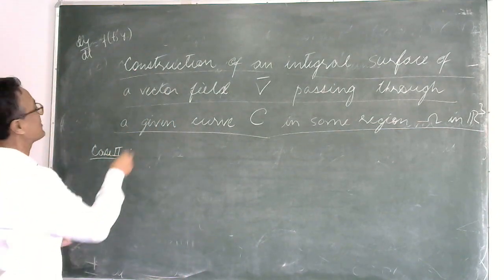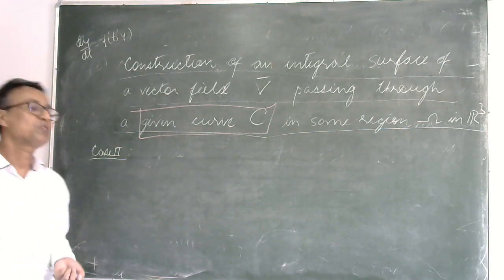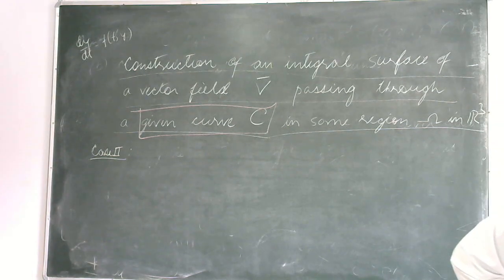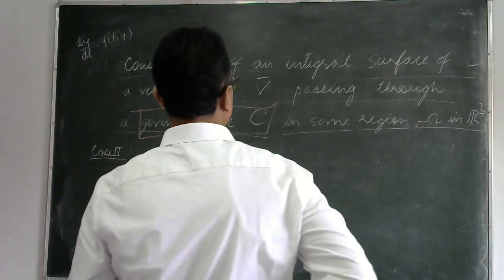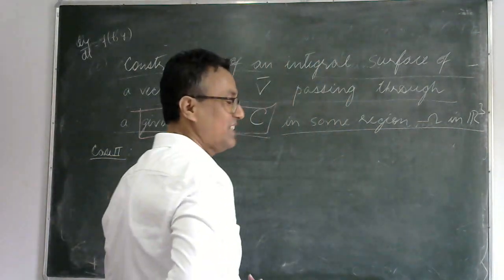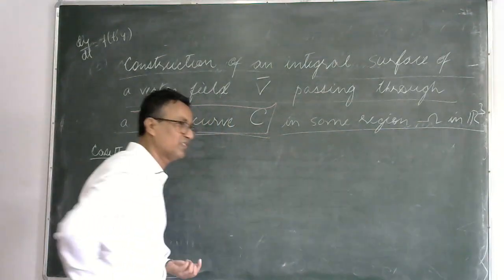What will be case 2? What is going to happen to the given curve? If V is tangent at least at one point... No, at all points. It is an integral curve.